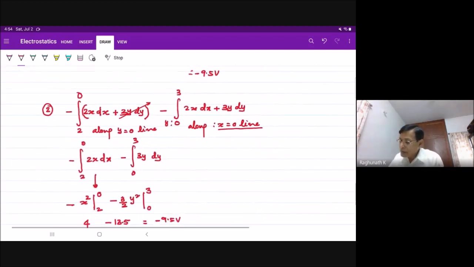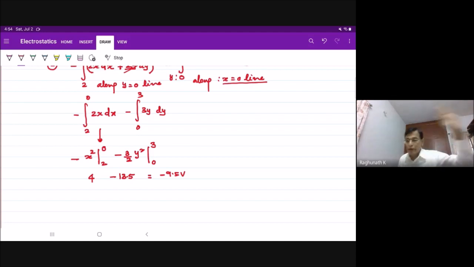The field that I have taken is conservative. I will talk about it later. Here, x squared by 2 is 4, minus 3 by 2 y squared, that is 9, minus 0. Because of which the total is minus 9.5 volts. We see that for the two paths we took, the potential difference VBA is the same for both. Superficially, we can say that the field is conservative. Check it once.